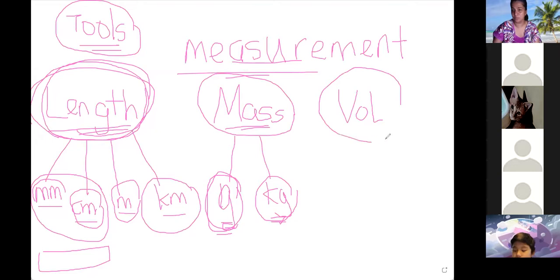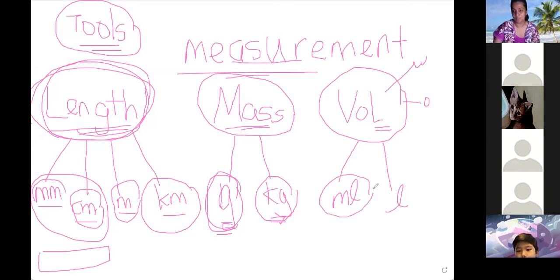When I say volume of liquid, this can be water, oil, or anything which is a liquid. What is the unit that we use to measure it? It would be milliliters and liters. These would be the measuring units for volume of liquid. These are just some basic examples of what you can measure in this world.